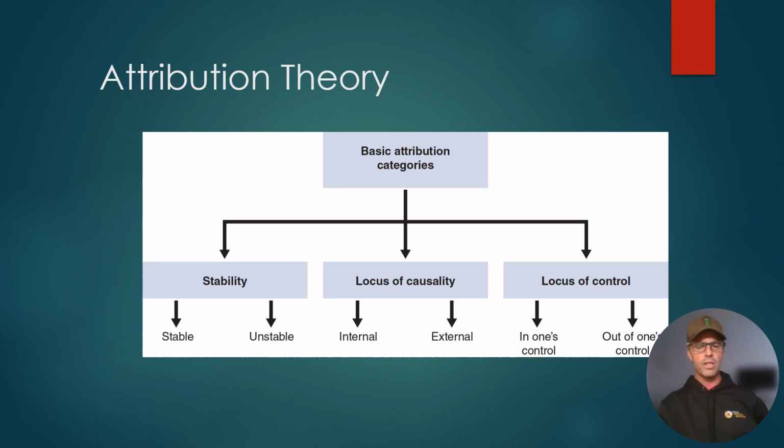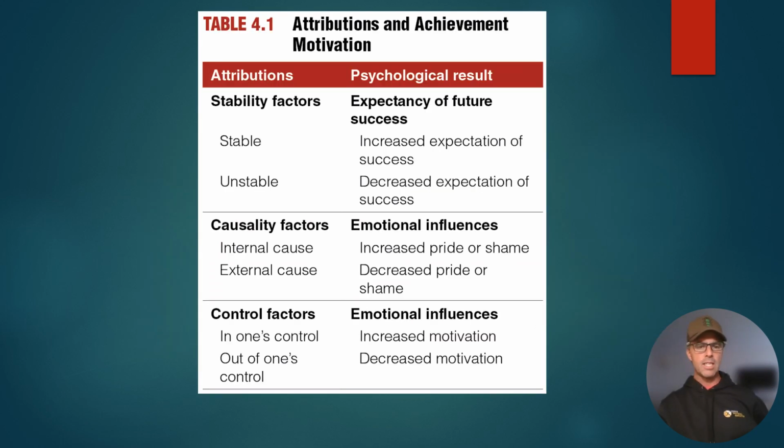And then the locus of control is: was the success in your control or out of your control, or the same with the failure, in your control or out of your control. How we use these attributions really matters, because when we look at table 4.1, attributions and achievement motivations, there's a psychological component to our attributions. Take a look at the expectancy of success. That is related to our stability factors. If you attribute things to stable factors, you're increasing the expectation of success in the future, whereas if you attribute things to unstable factors, they decrease your expectation of success.